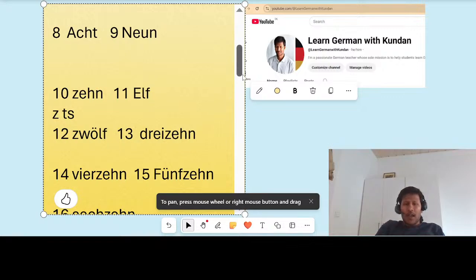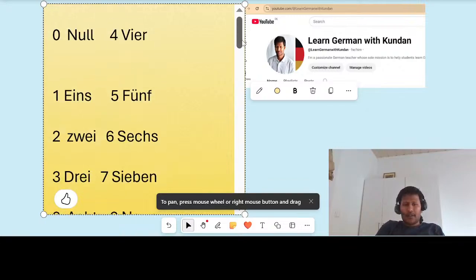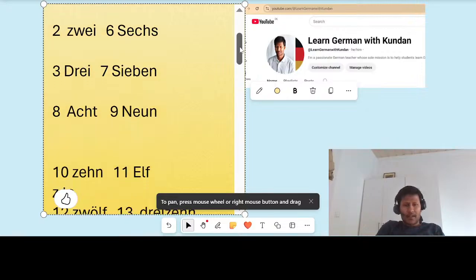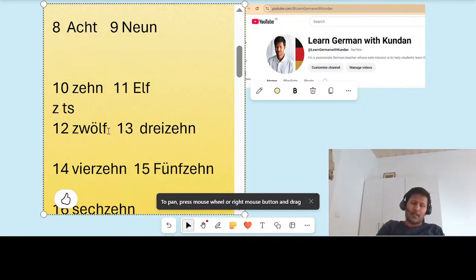Null, eins, zwei, drei, vier, fünf, sechs, sieben, and then acht, neun, zehn, elf, zwölf. 12 is zwölf. Yeah?